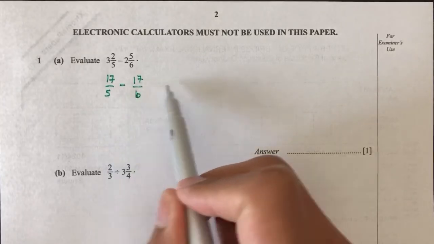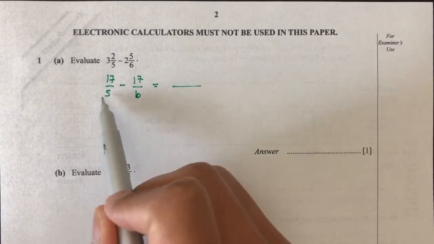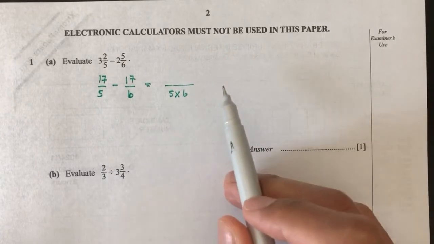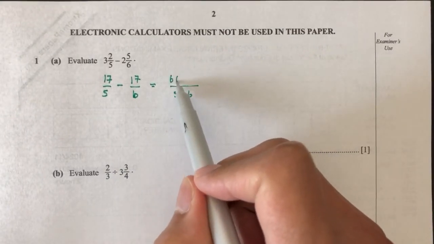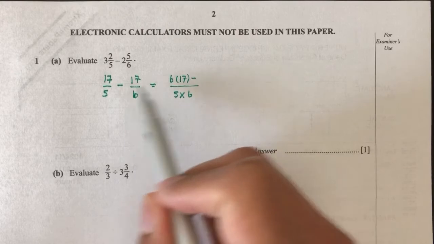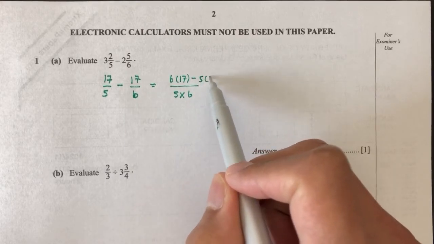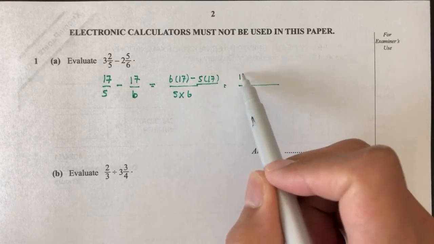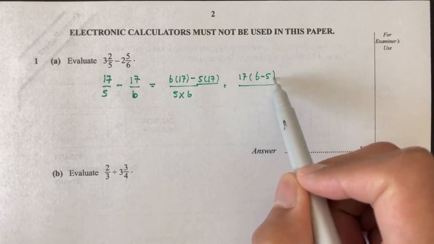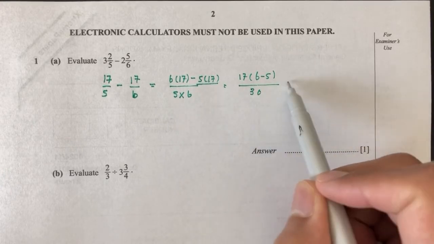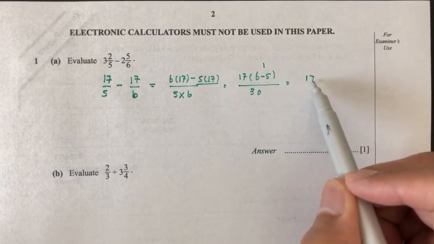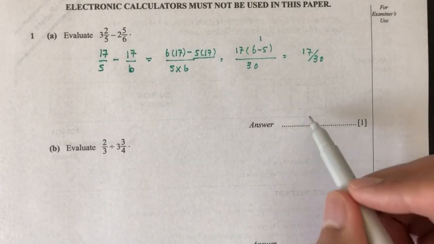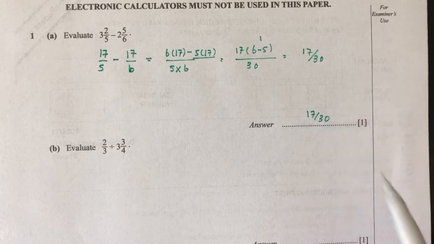Now you see the bases are different. What do you do? You find the LCM. You can just multiply them by each other and then cross multiply. So 6 times 17 minus 5 times 17. Okay, simplify. 17 is common, you can take it out. You have 6 minus 5, and then below will be 30. 6 minus 5 is 1, so 17 over 30. Your answer for part A will be 17 over 30.